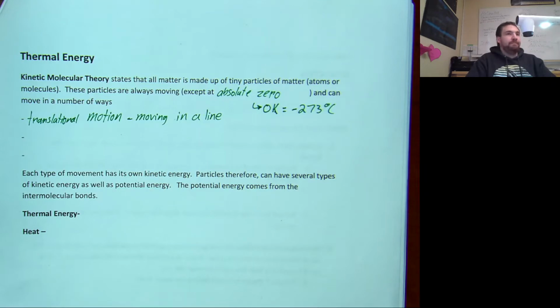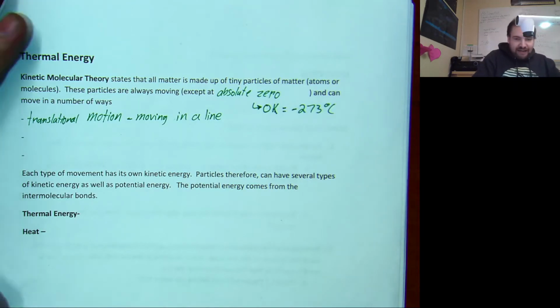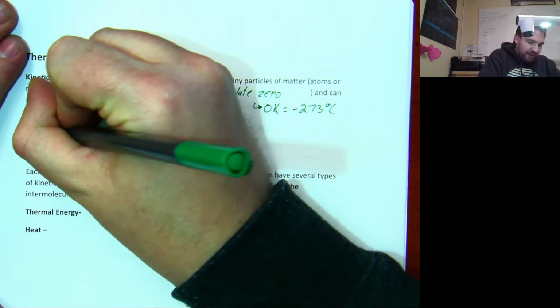They don't go through each other, they hit each other, they bounce off each other. That's all translational. How else do particles move in substances? How do they move? What are they doing to move? They're shaking. We don't call it shaking, we call it vibration.